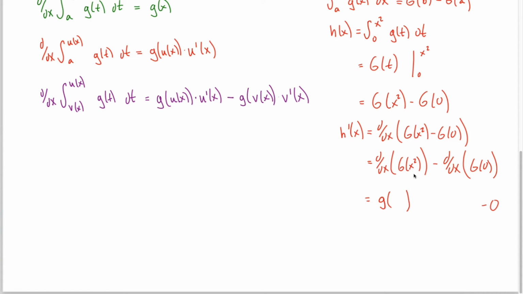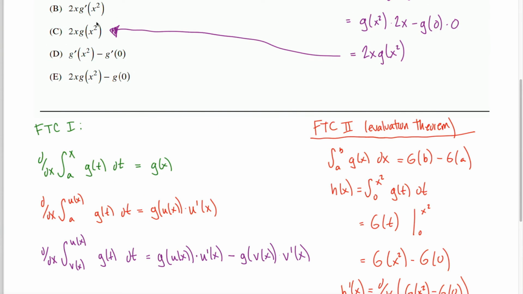Then you leave the inside part completely alone. You don't mess with this x squared here. Leave it as x squared. But then remember, you're not done. You have to multiply by the derivative of the inside function. The derivative of x squared is 2x. Without any memorization, what I figured out is that h prime of x is 2x g of x squared, which was answer C up here.